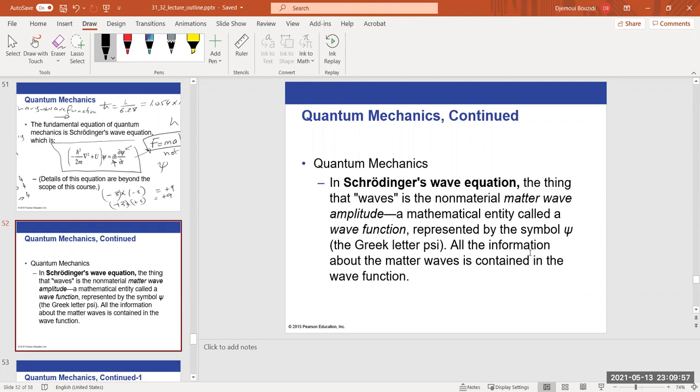Psi itself, you can't visualize it. You can't even draw it. I mean, you can draw it on screen, you can do a cartoon of it, like sine or cosine, but try to explain it away. Okay?